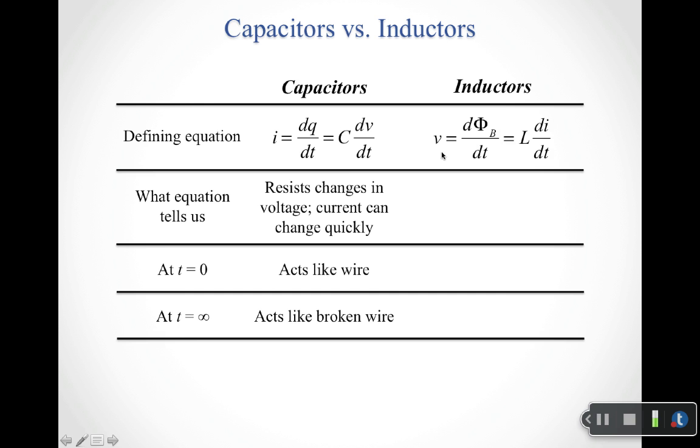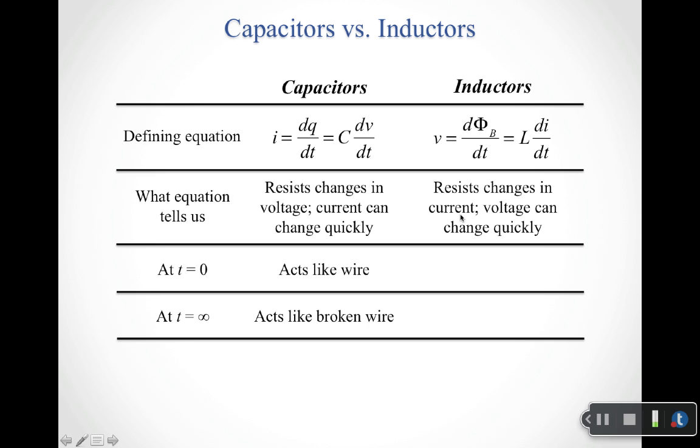For inductors in transient circuits, again, there's a defining equation. And you notice what has happened here is that the back EMF generated by the inductor is equal to the inductance times dI/dt. So you'll notice I has been replaced with V, V has been replaced with I, C has been replaced with L, and basically I've gone from my defining equation for capacitors to my defining equation for inductors.